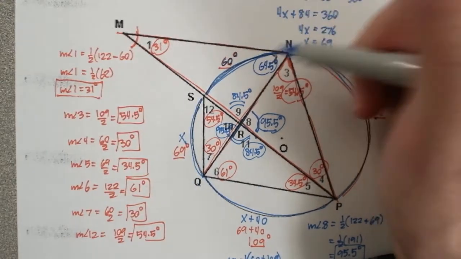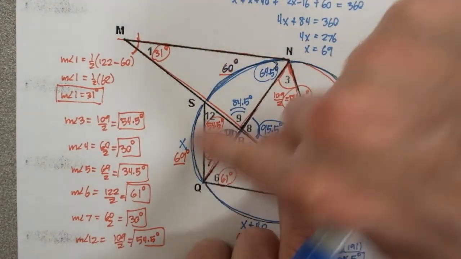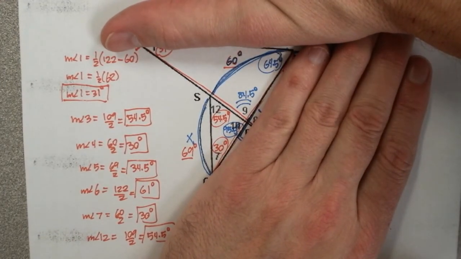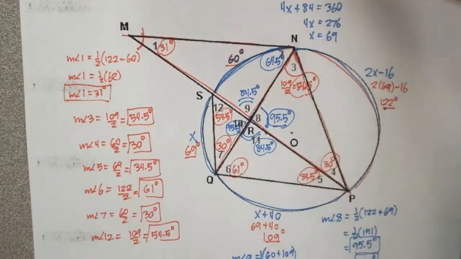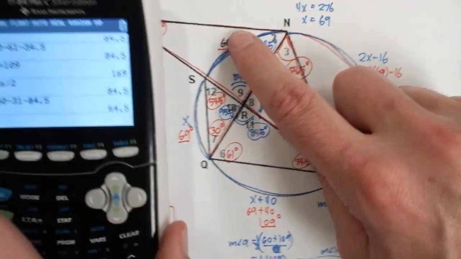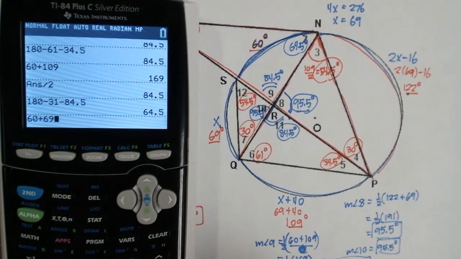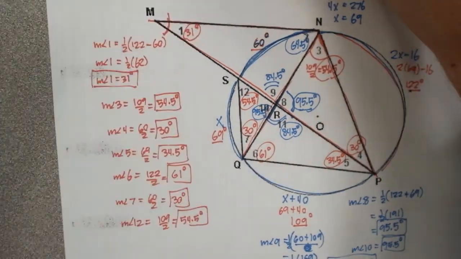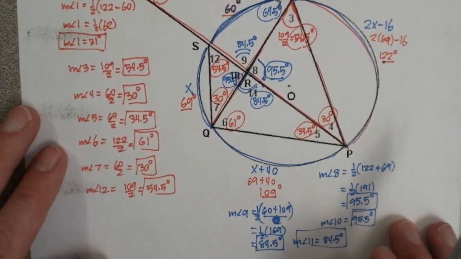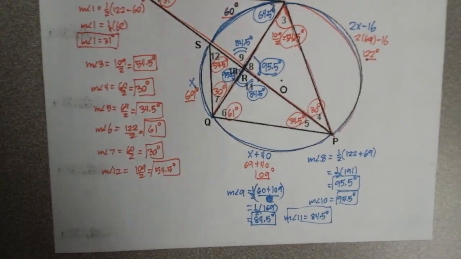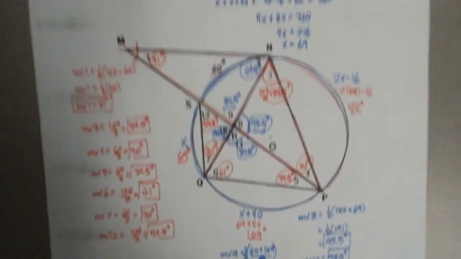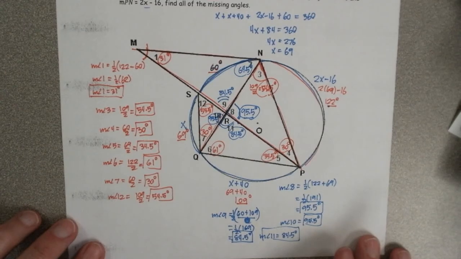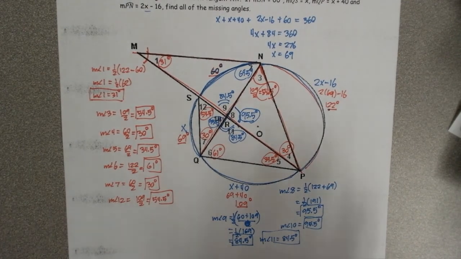I could also do it by doing half of this arc. The arc that it intercepts is actually a combination of two arcs. It's a 60 and a 69. So if you do 60 plus 69 and divide that by 2, there's another way to get 64.5. So you got a lot of different options, but there they all are. Let me zoom out so you can see all the work that went along with that. That's by far the longest one on here. So, take it all in, pause it, whatever you need to do.